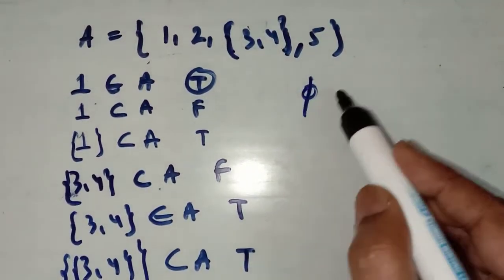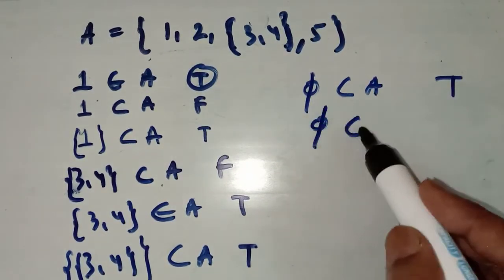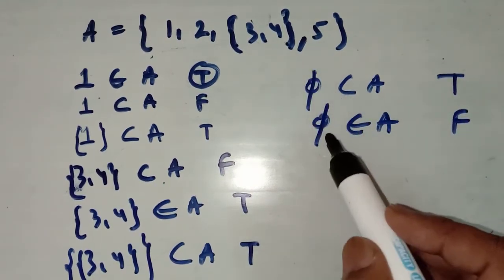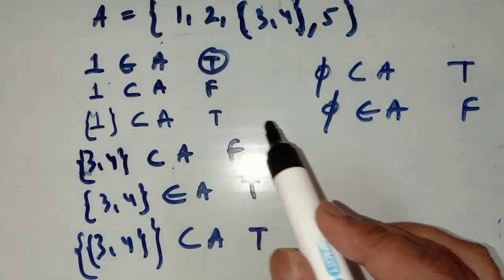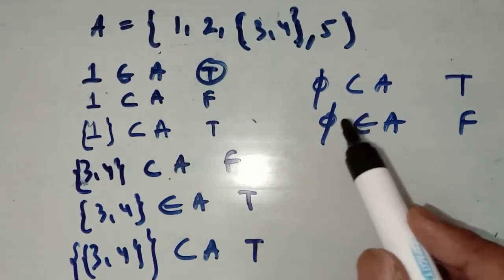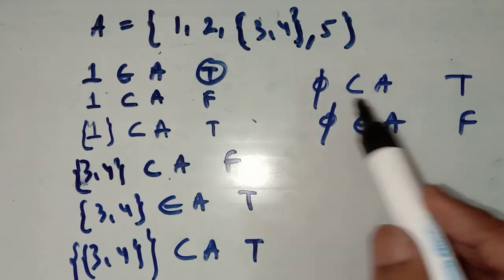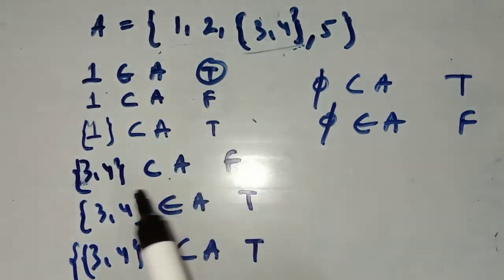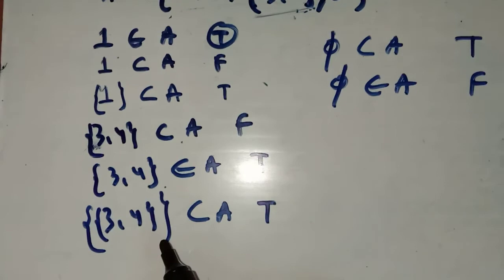Now the empty set is a subset of every set, so therefore it is true. 5 belongs to this set. It is false, because this element is not coming as it is in the set. So for the element to belong to it, it should be as it is. And for a subset of a set, it should be in curly brackets like this. If it is belongs to, it should have a single curly bracket. If it is a subset, it should have 2 curly brackets. Then it will be a subset of this.